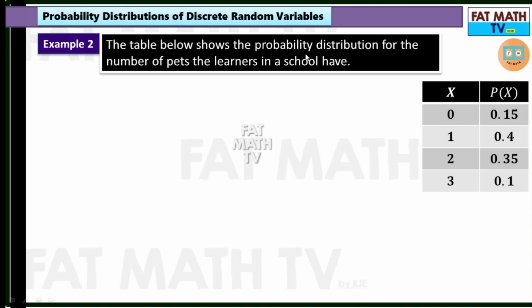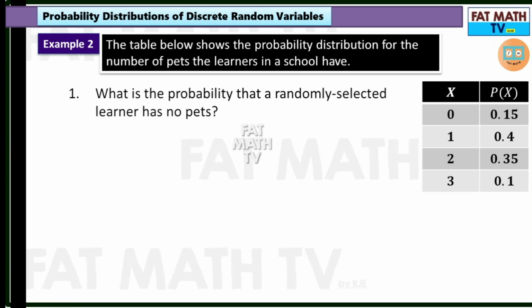The table shows the probability distribution for the number of pets the learners in a school have. 0 pets, 0.15, 1 pet, 0.4, 2 pets, 0.35, and 3 pets, 0.1. In this case, we are given the probabilities. So 0.15 plus 0.4 plus 0.35 plus 0.1 will give you a total of 1. So this is a probability distribution.